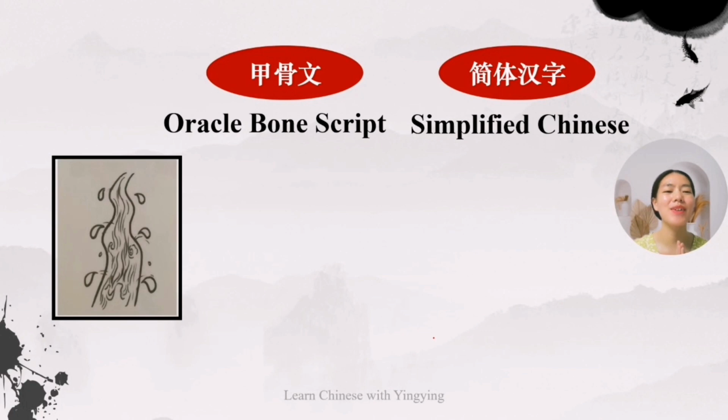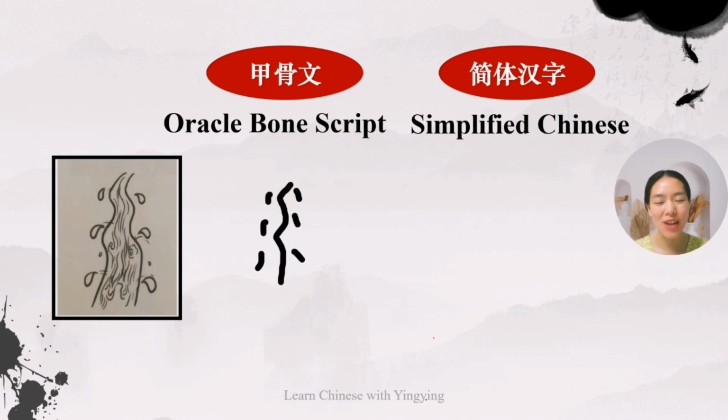Let's move on to our last character for this lesson. Look at this picture. It's obvious it's water. So can you draw it? Now let's look at the oracle bone script. So this is a very truthful sketch of the water, isn't it? So it's like the water body and some water splatters along the river.